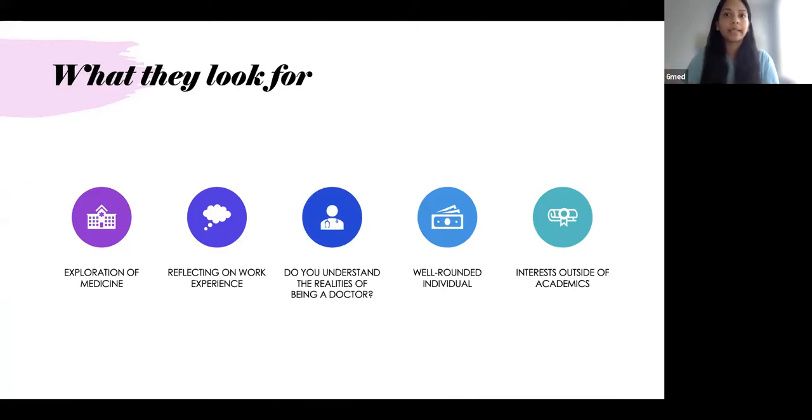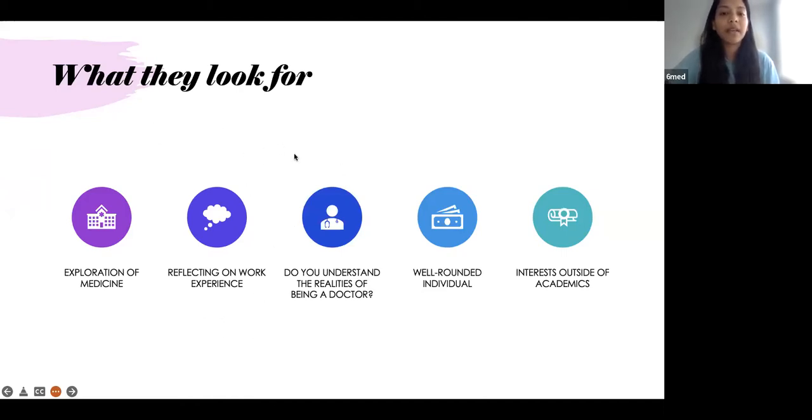And then during my work experience, I learned X, Y, and Z. And then because of all of that, I developed an interest in medicine and I wanted to pursue this career. So they want to see you say a brief story about how you came to be interested in medicine. And then they want you to reflect on any work experiences you've done.